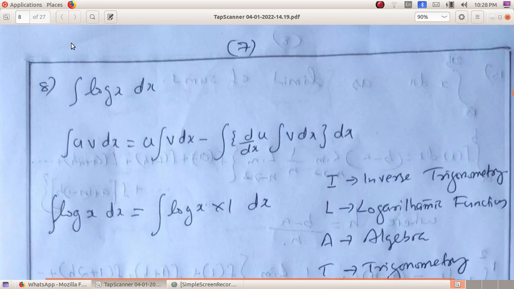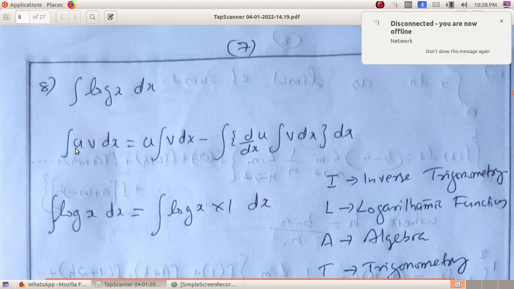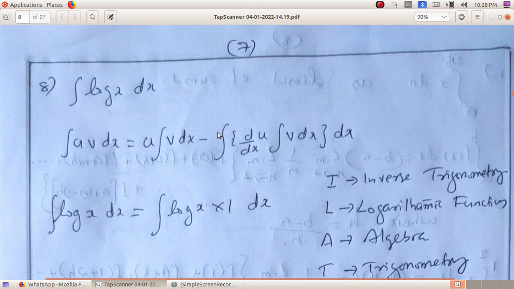This question: integral of log x dx. To solve this problem we are using the formula of integration by parts. Integral u v dx, where u is the first function and v is the second function, is u into integral of v dx minus integral of derivative of u into integral of v dx.